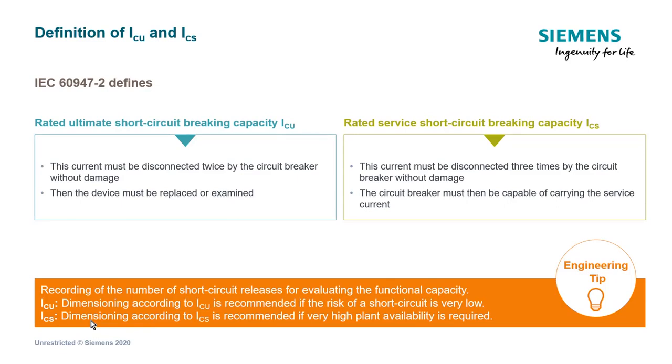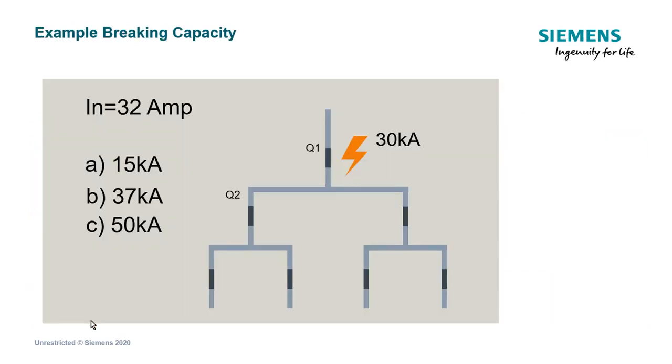Then the device must be replaced or examined. As for the ICS, this current must be disconnected 3 times by the circuit breaker without damage. The circuit breaker must then be capable of carrying the service current. Dimensioning according to ICU is recommended if the risk of a short circuit current is really low, and ICS dimensioning is recommended if you need a very high plant availability.